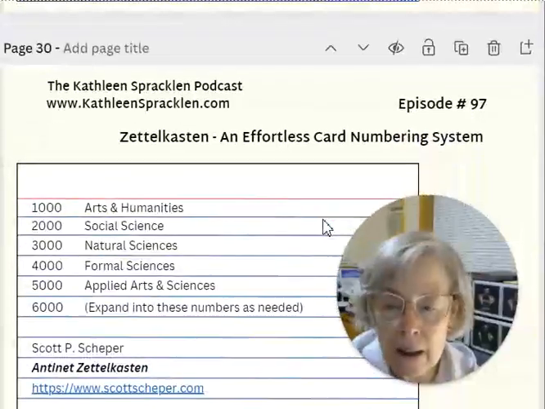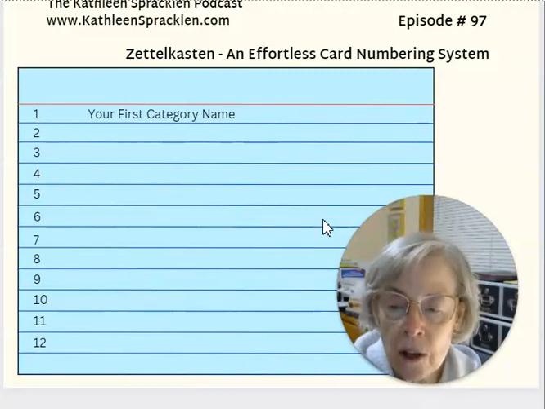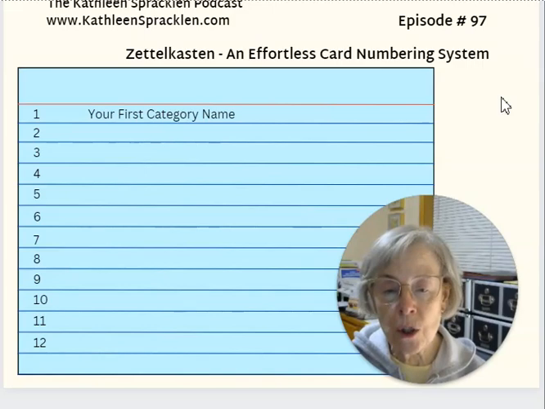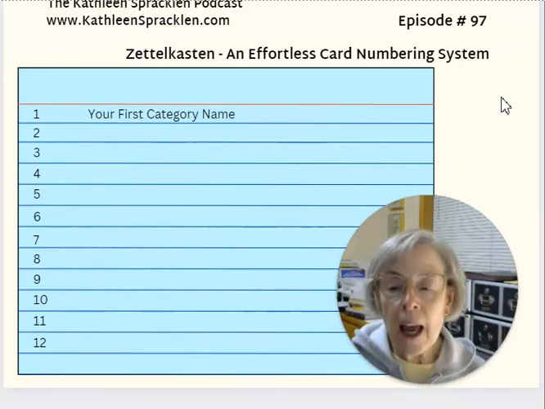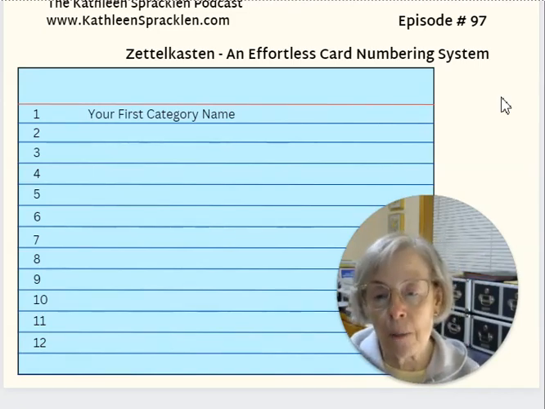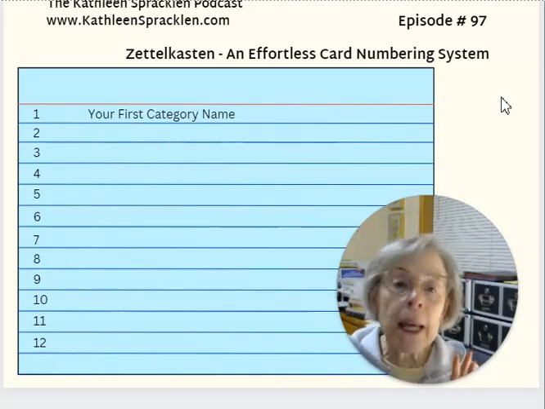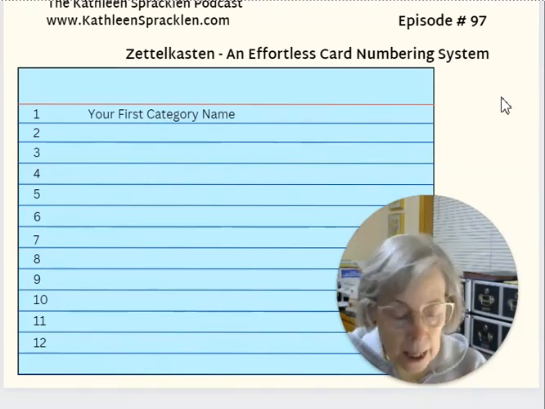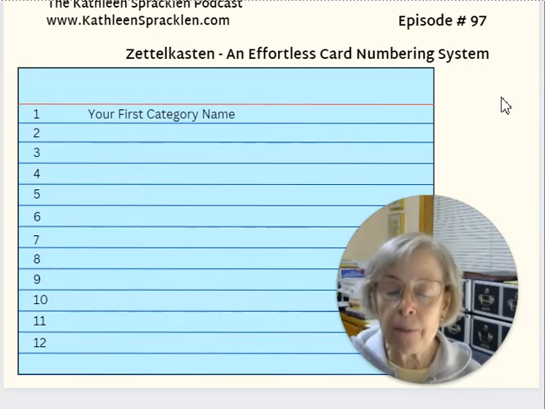It's basically a system where your first category is 1, the next category is 2, 3, 4, on up, keep counting however many you want. Every separate category starts out with a different number. The advantage of this is you don't have to think in advance of what are my categories and where would this go and where does this belong. It's simply everything that's different gets its own category name. So let's take a look at how this shapes up.